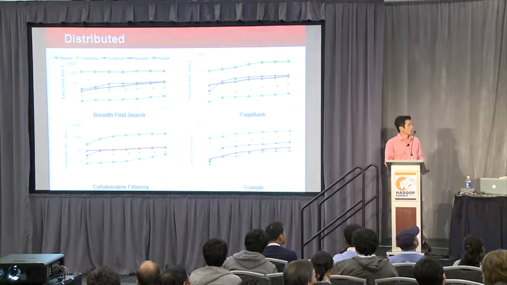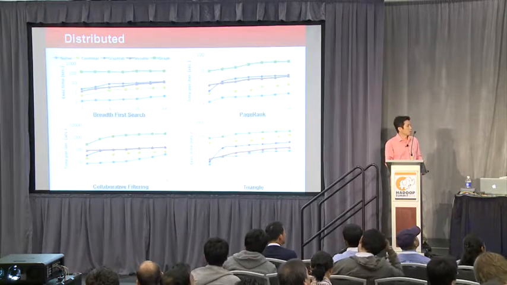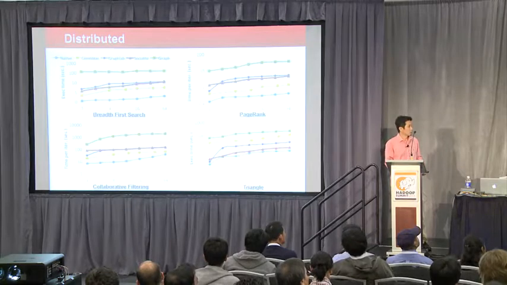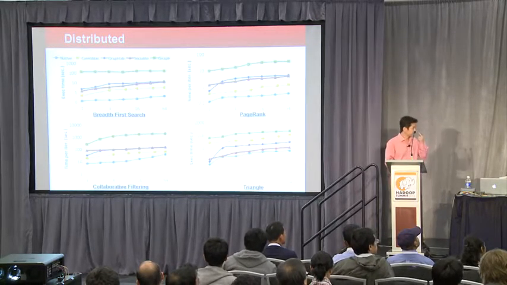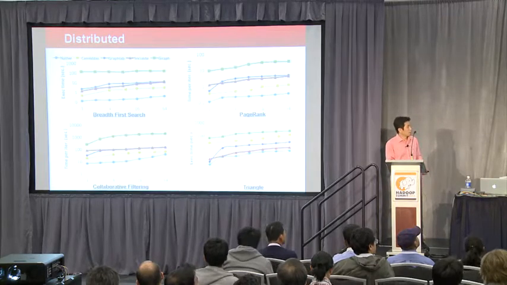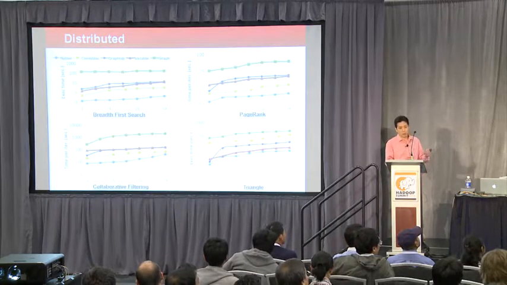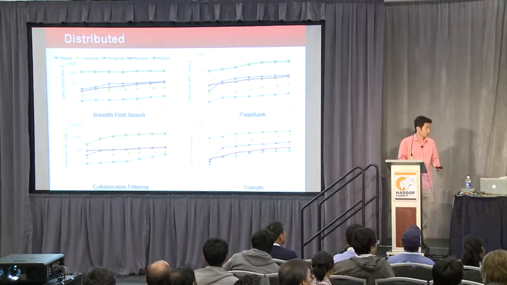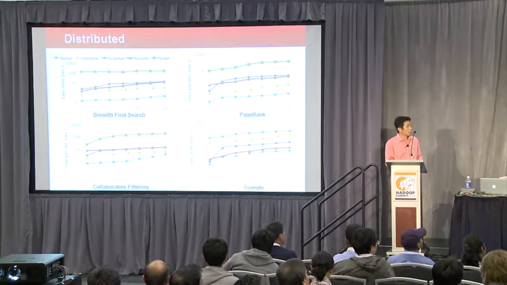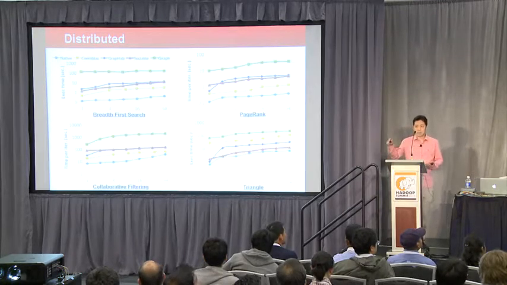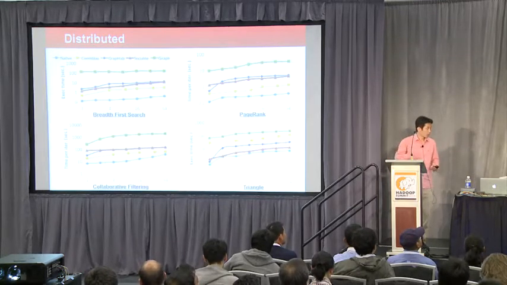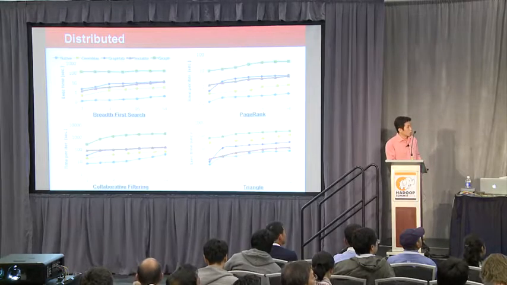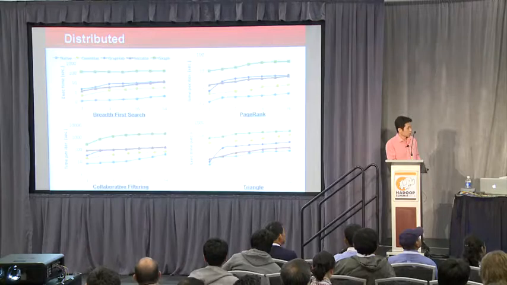So we ran these 4 algorithms, BFS, PageRank, collaborative filtering, and triangle, on 1 to 64 machines. And of course, the native version is fastest with all the possible optimizations, including algorithm-specific optimizations. And for the triangle benchmark, which is basically finding the triangles, a clique of size 3, SociaLite is almost as fast as the native version, very close to optimal.